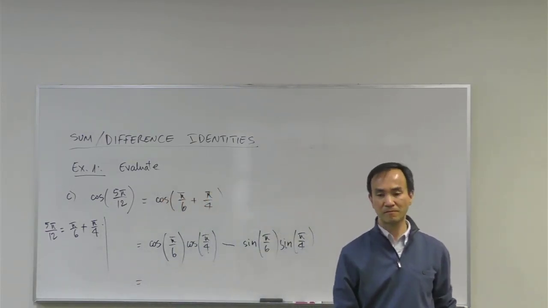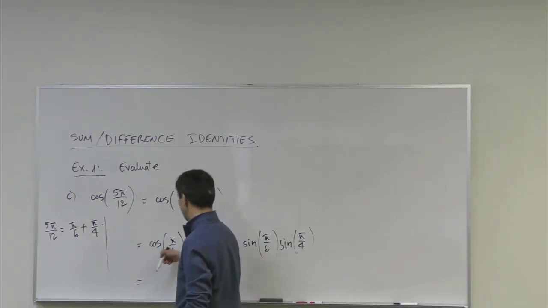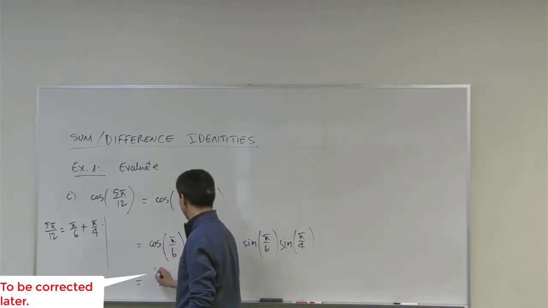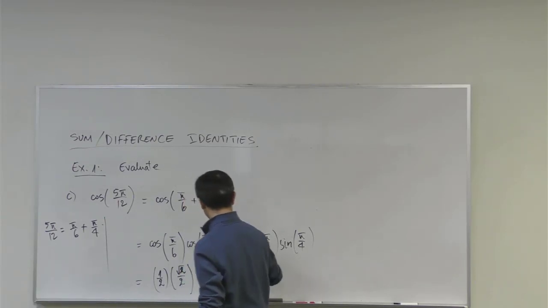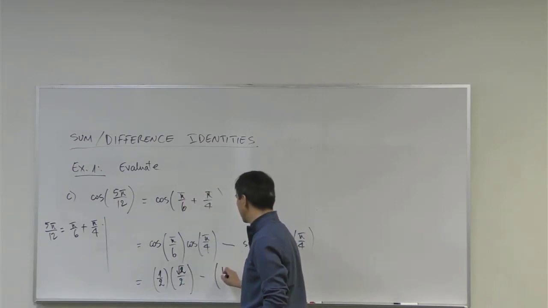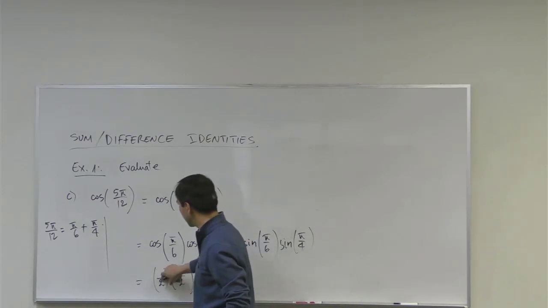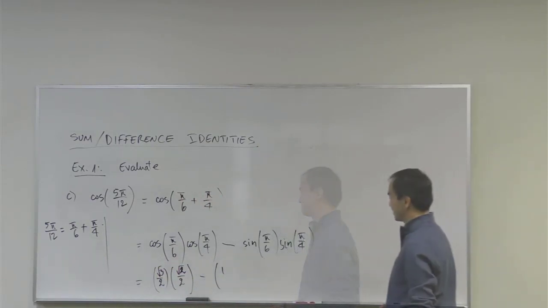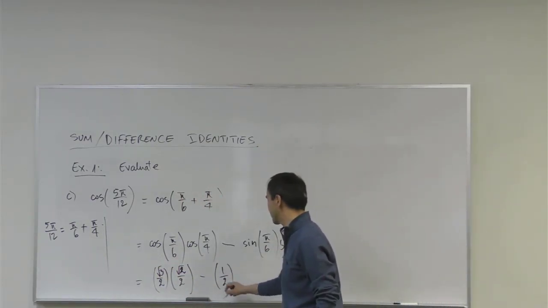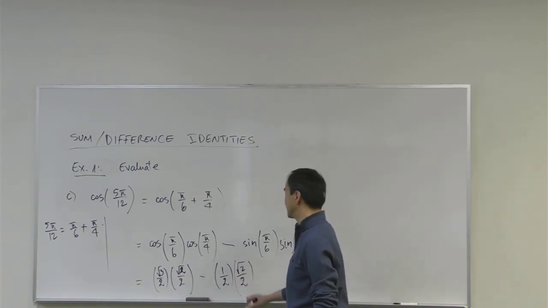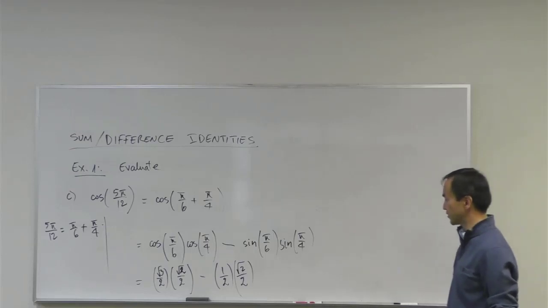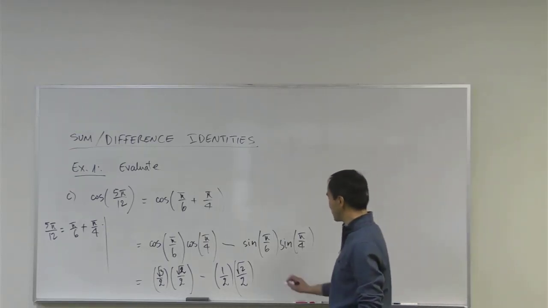Looking at it, cosine of pi over 6 is square root 3 over 2, cosine of pi over 4 is square root 2 over 2. Minus, and sine of pi over 6 is 1 half, so we're subtracting that, and sine of pi over 4 is another square root 2 over 2. We can use parentheses just so that we can isolate the operation.